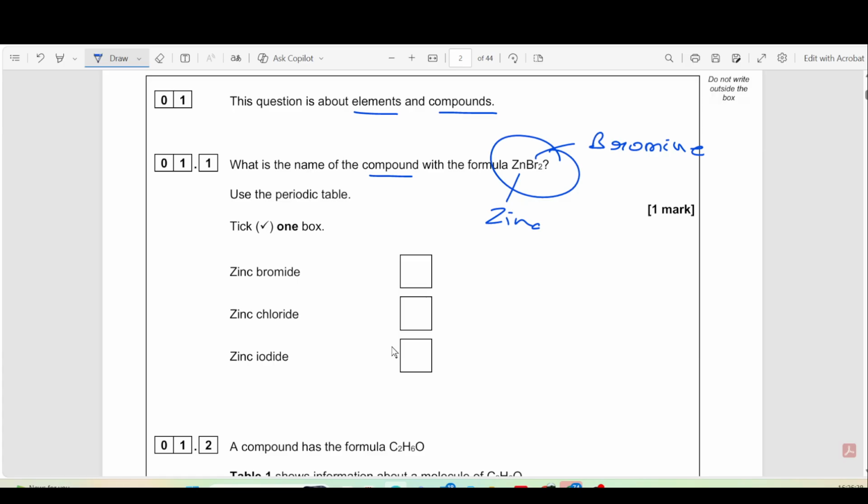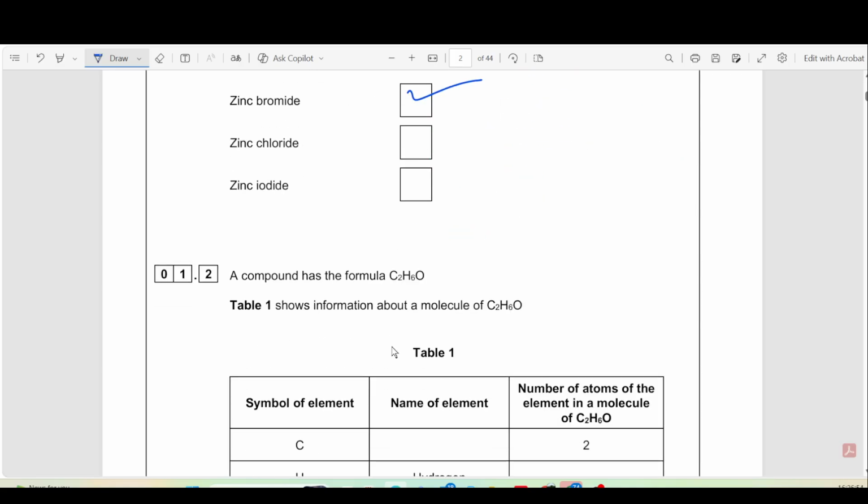When this is a compound, the first element keeps its name as it is, and the second element takes the suffix ide. So this will become zinc bromide. So the correct option is zinc bromide.